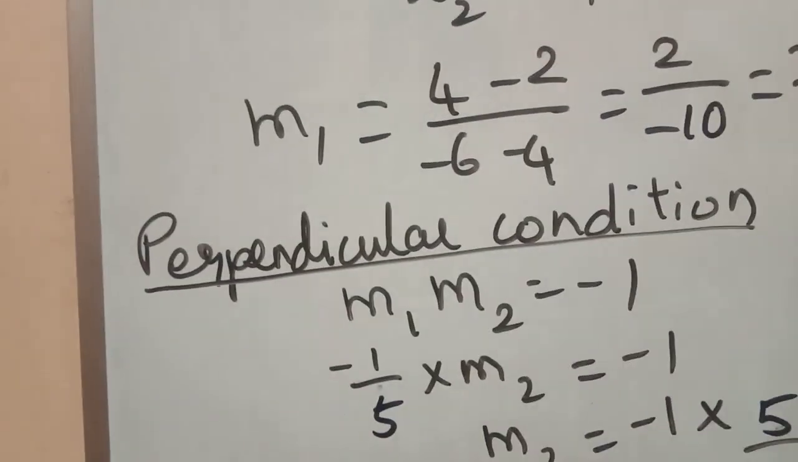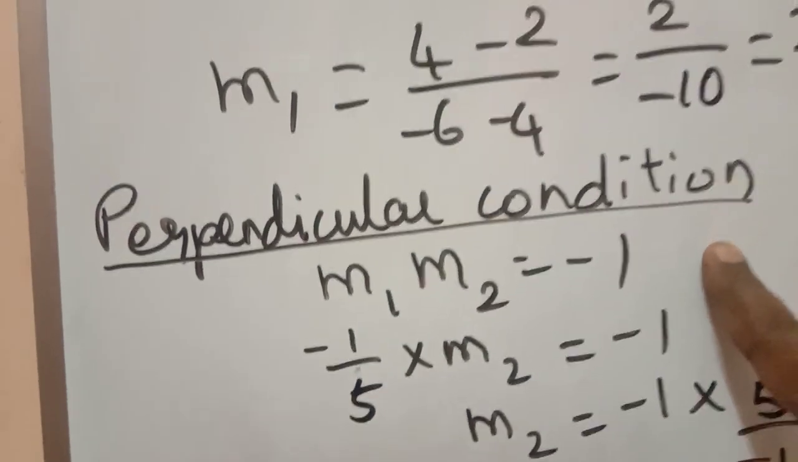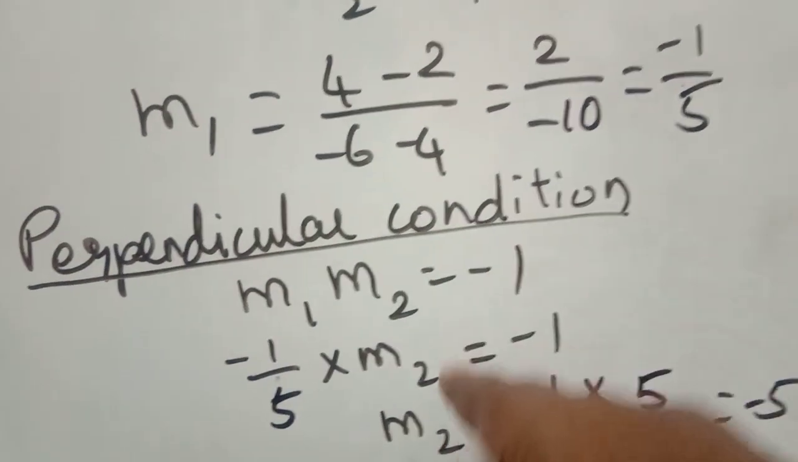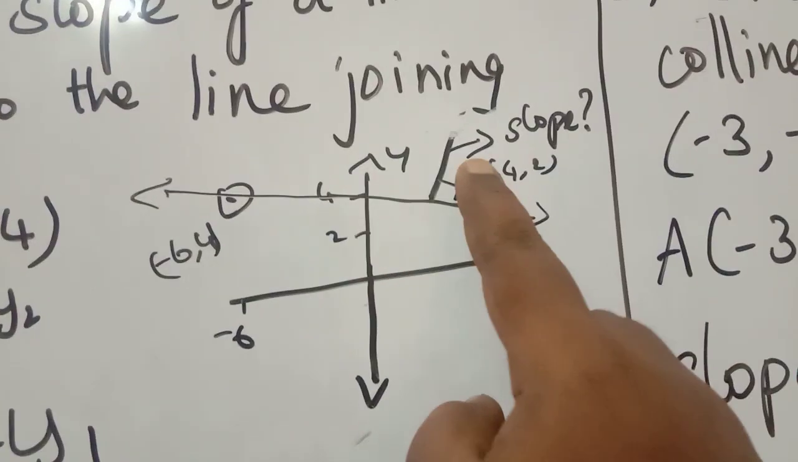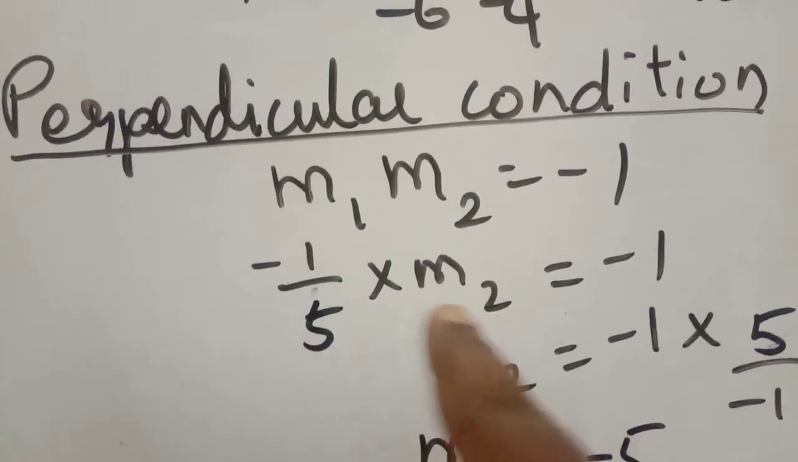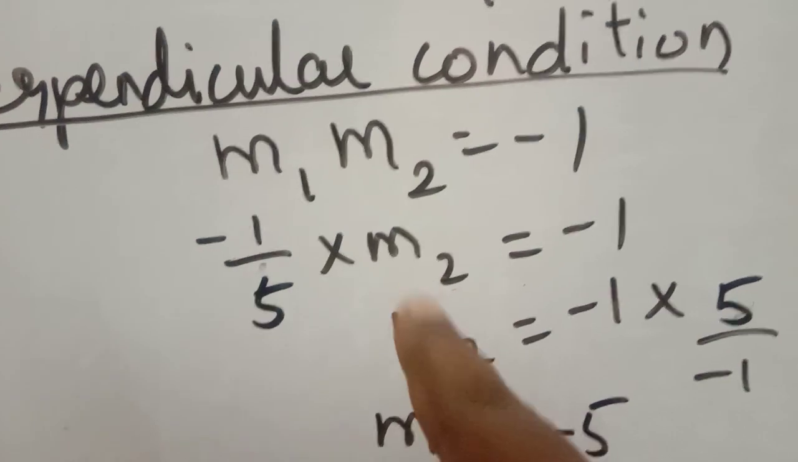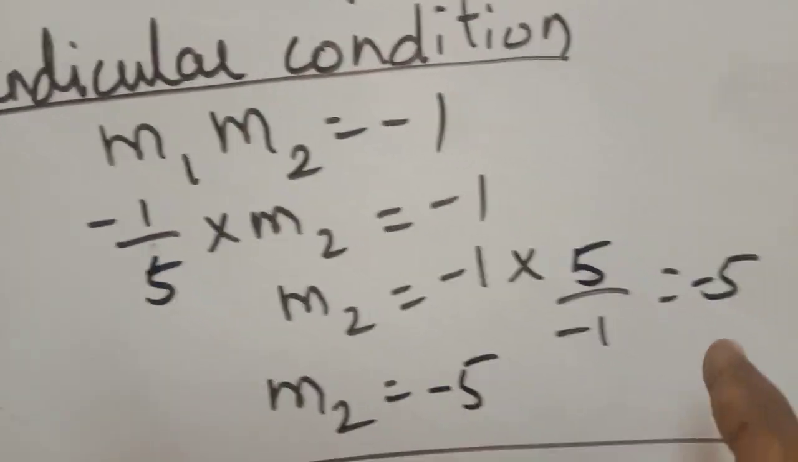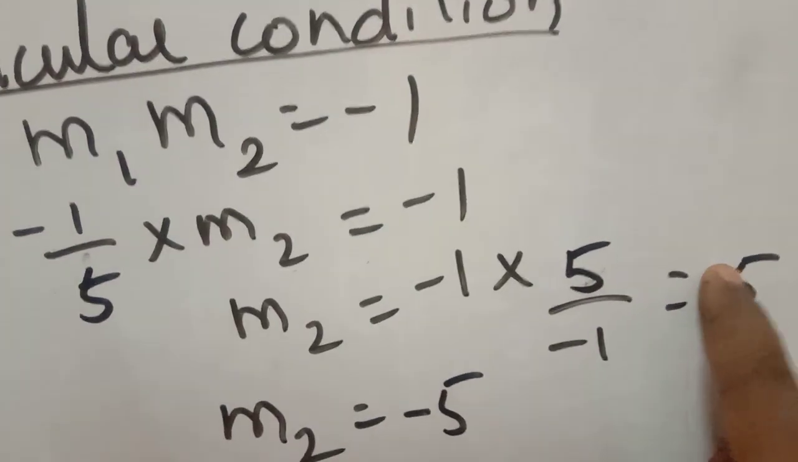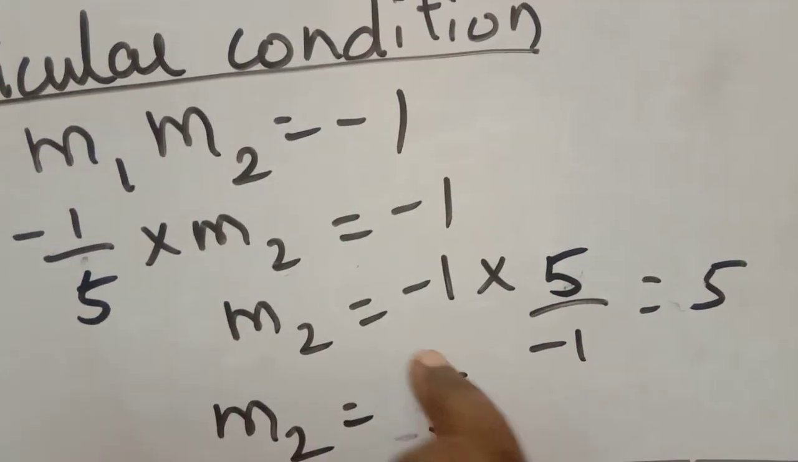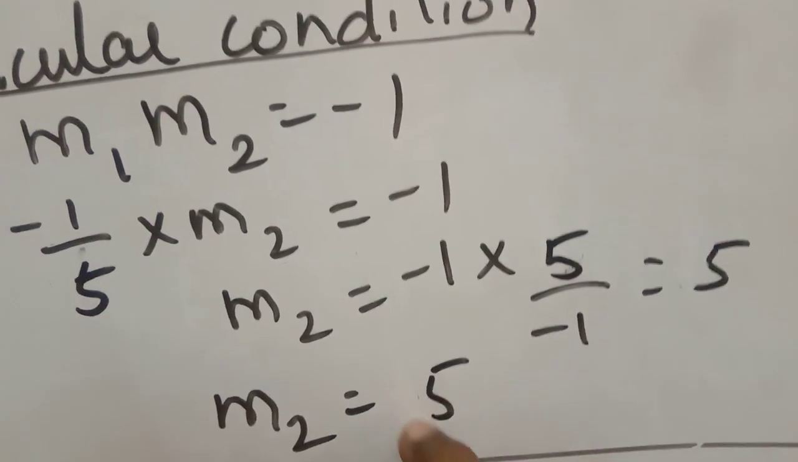What is the condition for perpendicular? m1 m2 is equal to minus 1. m1 is minus 1 by 5. m2 is the slope which we want to find for the perpendicular line. So minus 1 by 5 into m2 is equal to minus 1. m2 is equal to minus 1, this will come to this side as its reciprocal. So minus 1 into 5 by minus 1, minus into minus is plus, so the answer is plus 5.